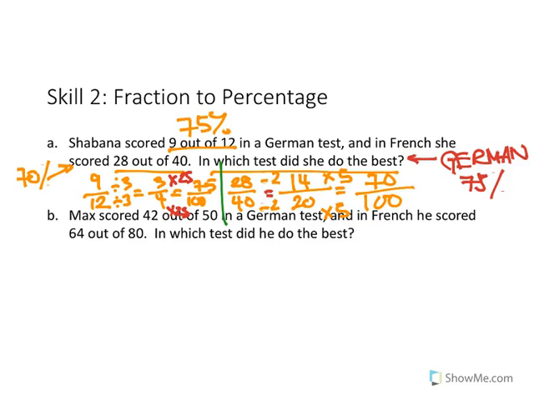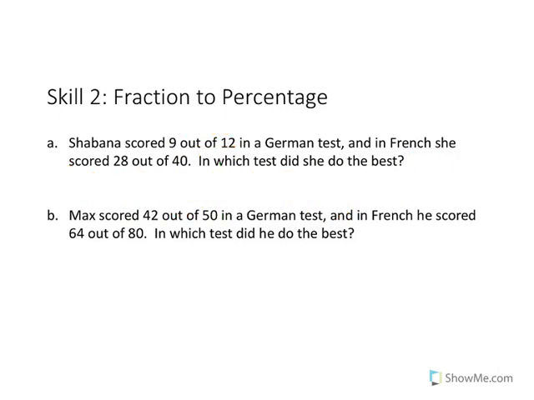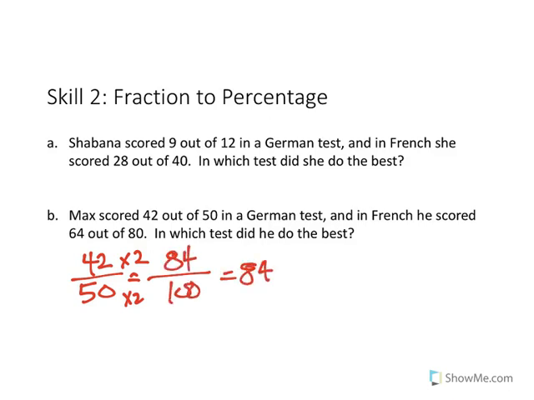So at this time, can you pause and try to do B on your own? So in B, you have 42 out of 50 for the German test. And you can multiply this by 2 to make 84 out of 100, which makes 84%. So German, he earned 84%.